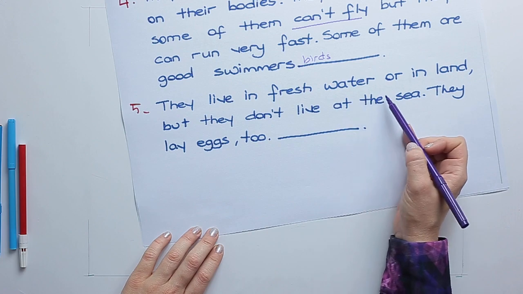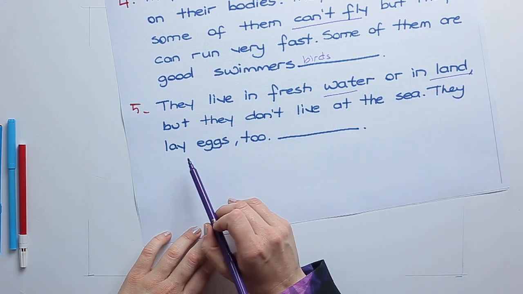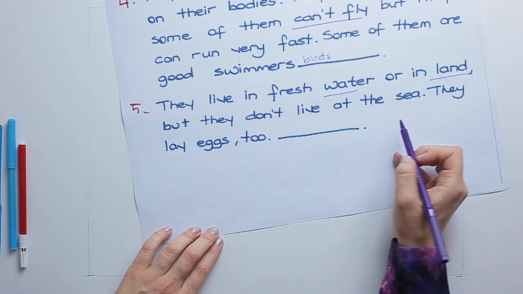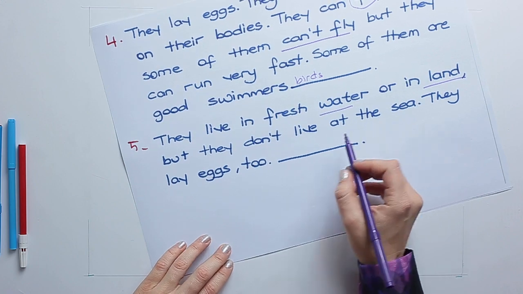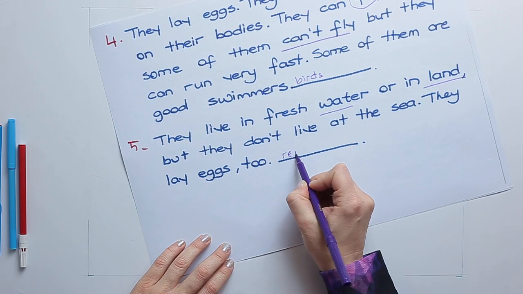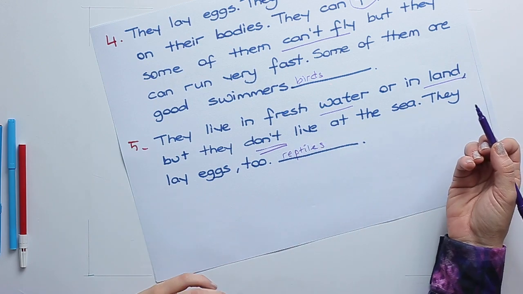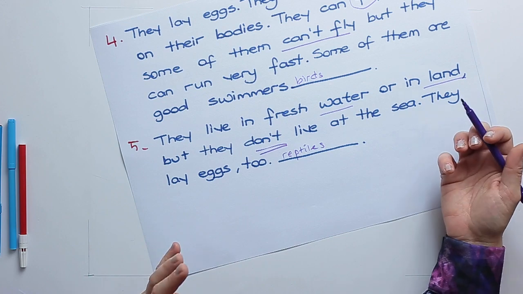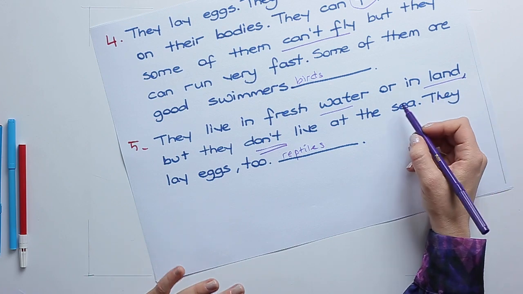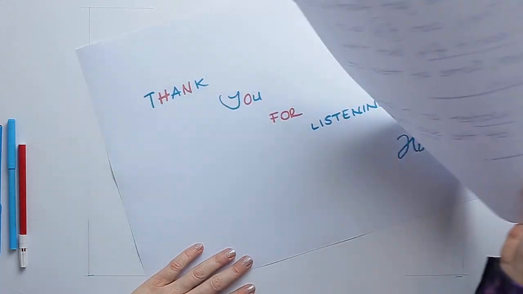They live in fresh water or on land, so they can live on both sides. But they don't live at the sea. They lay eggs too, which we can call the reptiles, because they don't live in the sea. They don't like salty water. The only thing that they want is fresh water, so we call them reptiles.